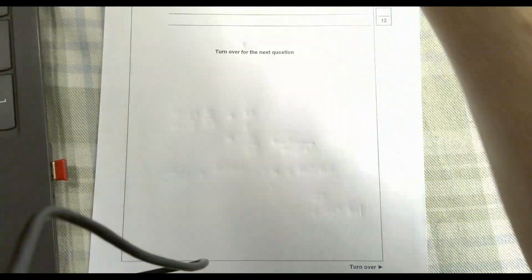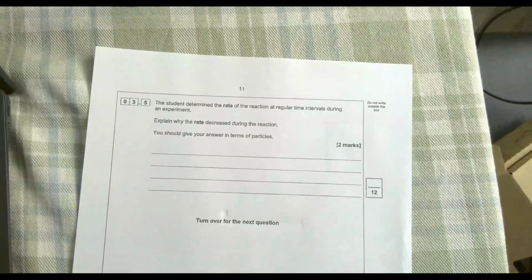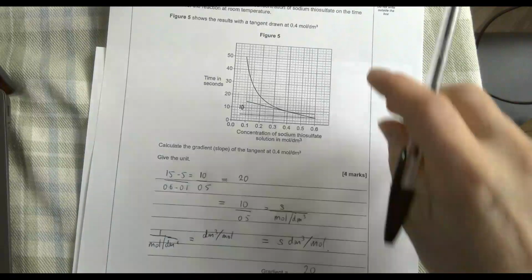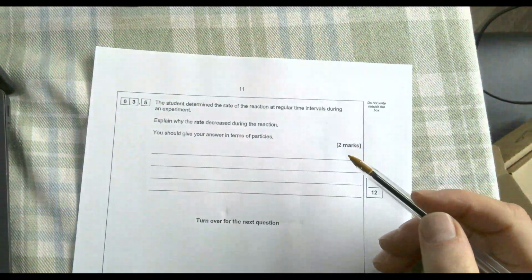So we're getting there. Question 3.5. The student determined the rate of reaction at regular intervals. The rate decreased during the reaction. We know that because the graph got shallower. So at the start here it's very steep, and at the end it's very shallow. A very common question, it was in the triple paper as well, something very similar to this.